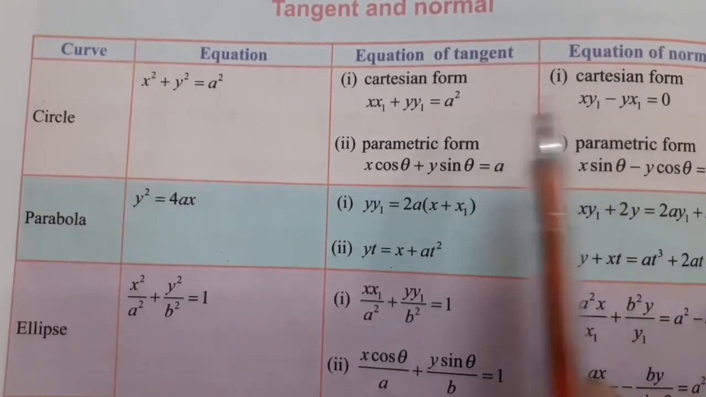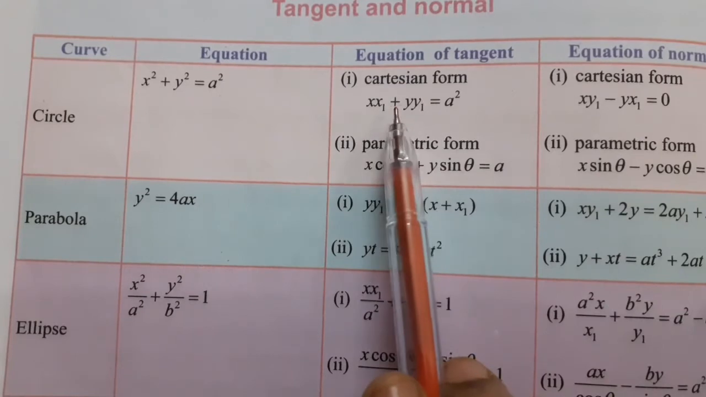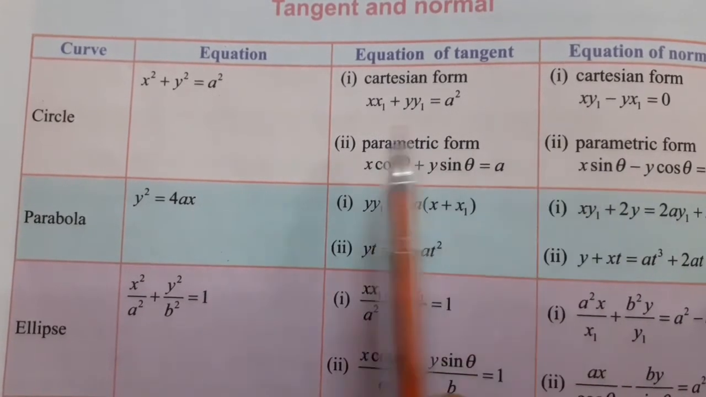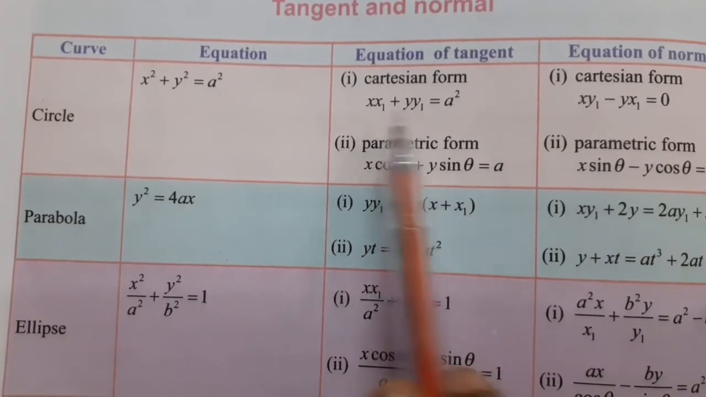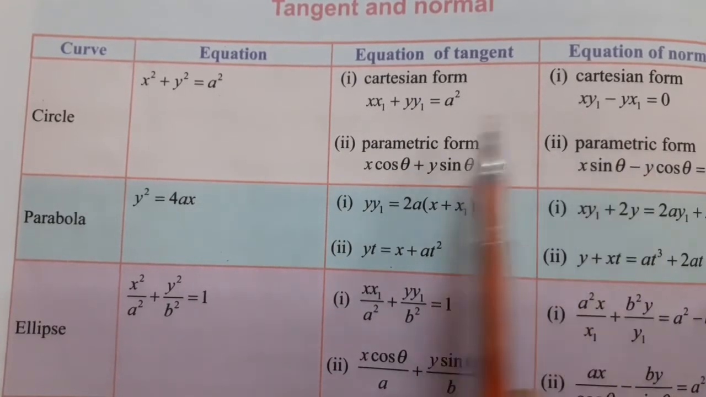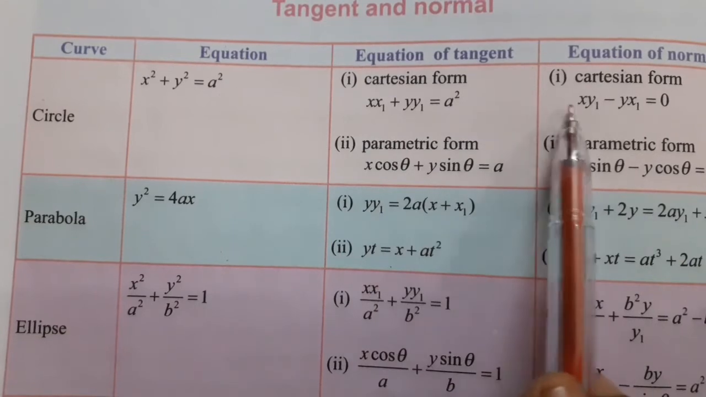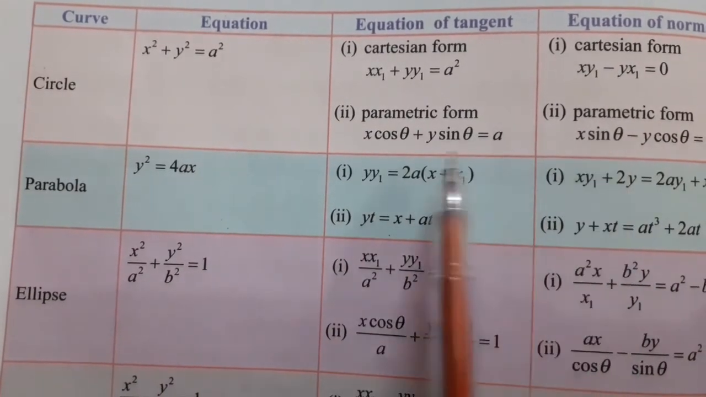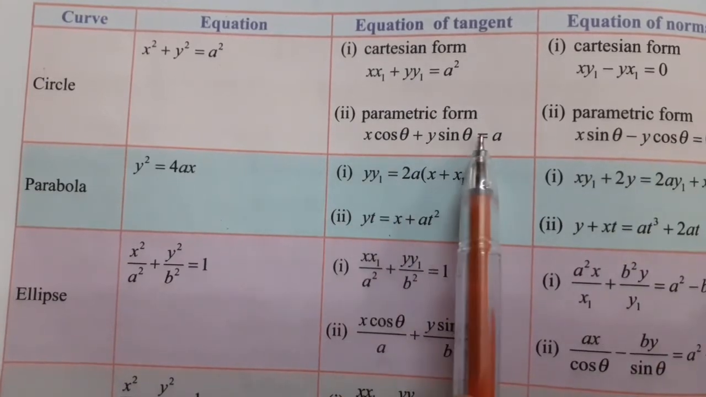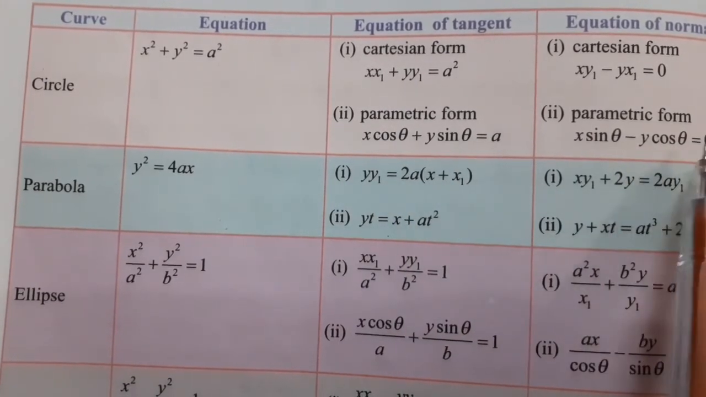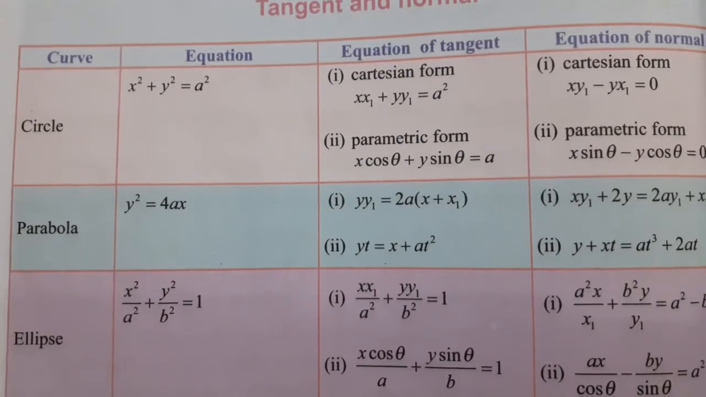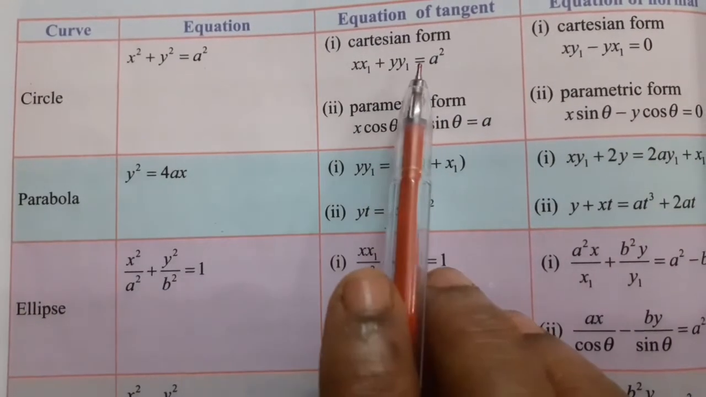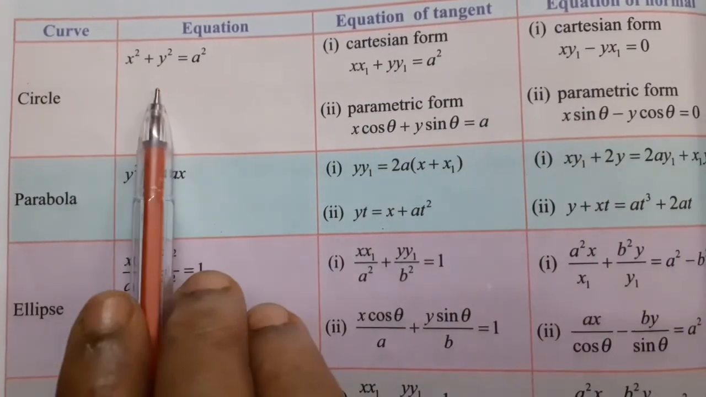Similarly, the equation of the normal. For the normal, just interchange the x and y variables: yx1 minus xy1, that is, xy1 minus yx1 equal to 0. Parametric form is x sin theta minus y cos theta equal to 0. Just learn this and write it one time, then you will understand easily. So this is the condition for the equation of tangent and equation of normal to the circle.